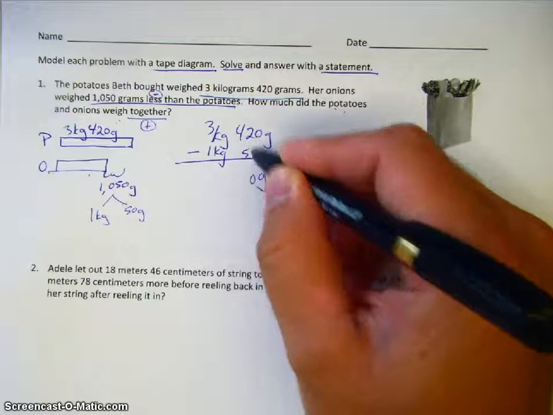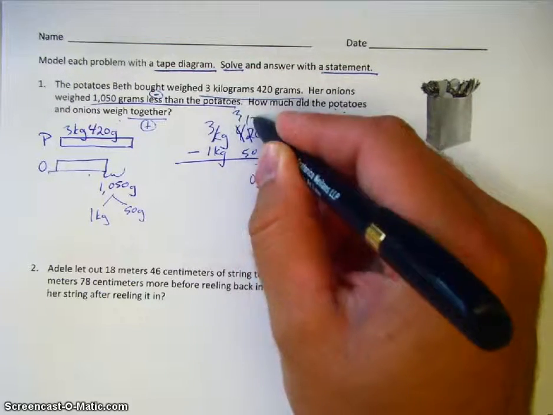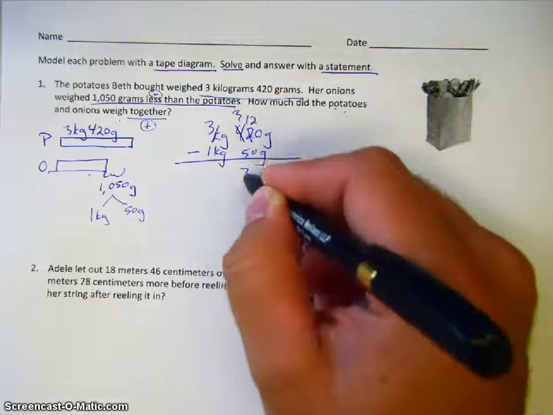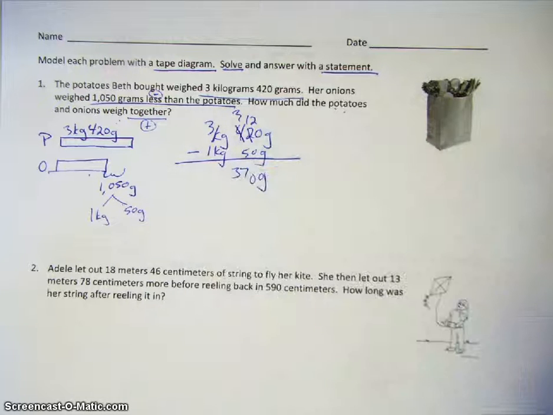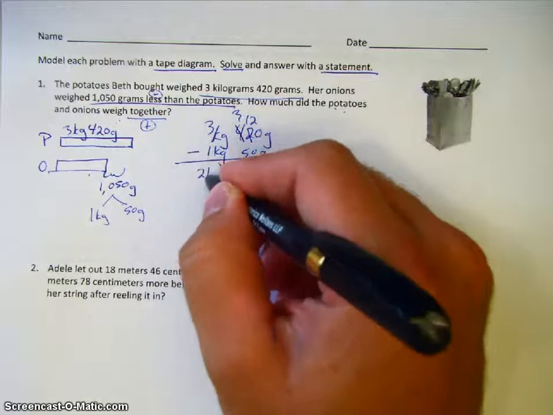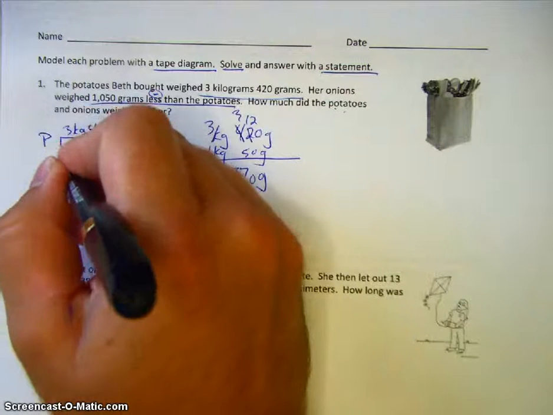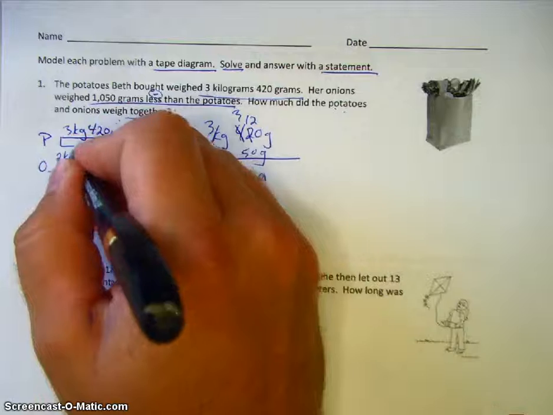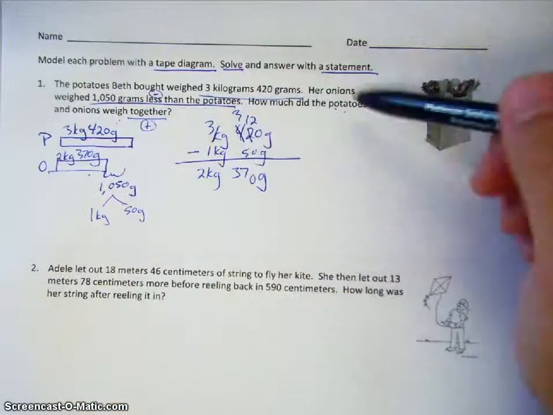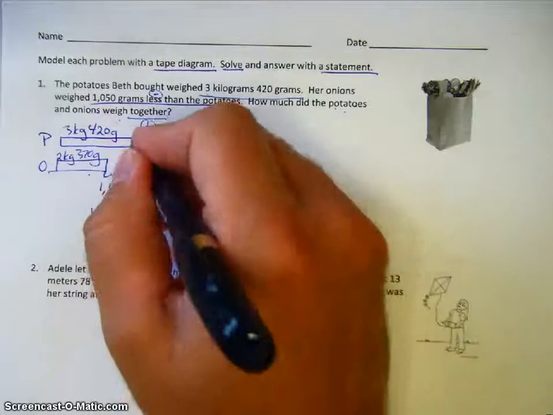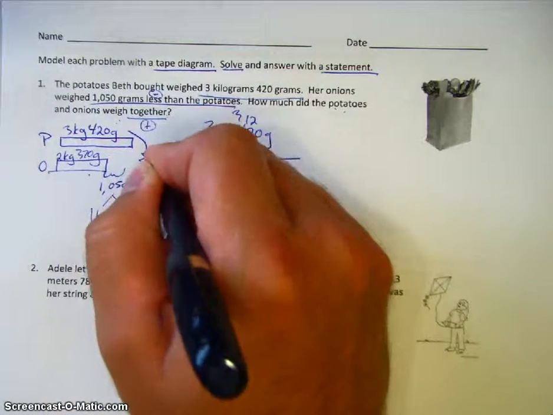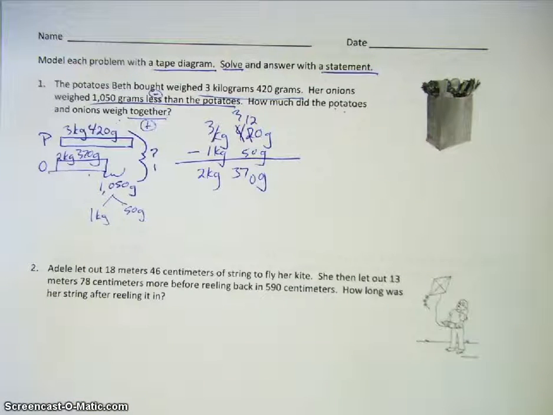So 0, and then we do some renaming, some decomposing, and we get 370 grams. And then 3 minus 1, 2. Okay, so we get 2 kilograms, 370 grams. Okay, so that gives us the weight of the onions. But again, going back to the question, we see that we need the amount that's together. So we need to find this amount right here, the 2 bars together.